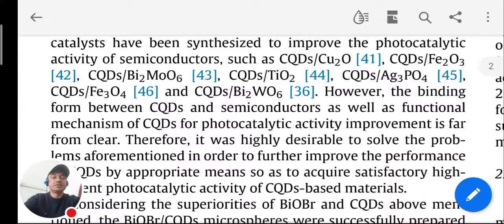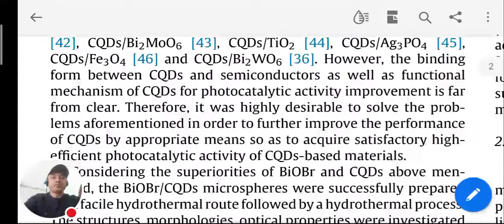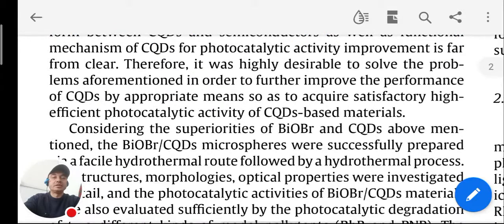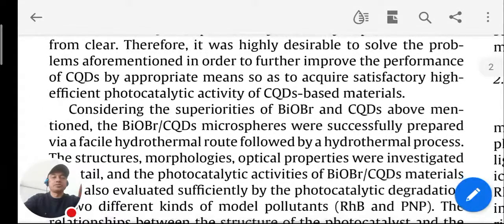Therefore, it was highly desirable to solve the aforementioned problem in order to further improve the performance of carbon quantum dots by appropriate means, so as to acquire satisfactory, highly efficient photocatalytic activity of carbon quantum dots based material. Considering the superiority of BiOBr and carbon quantum dots mentioned above, the BiOBr carbon quantum dots microsphere was successfully prepared via a facile hydrothermal route followed by a hydrothermal process.